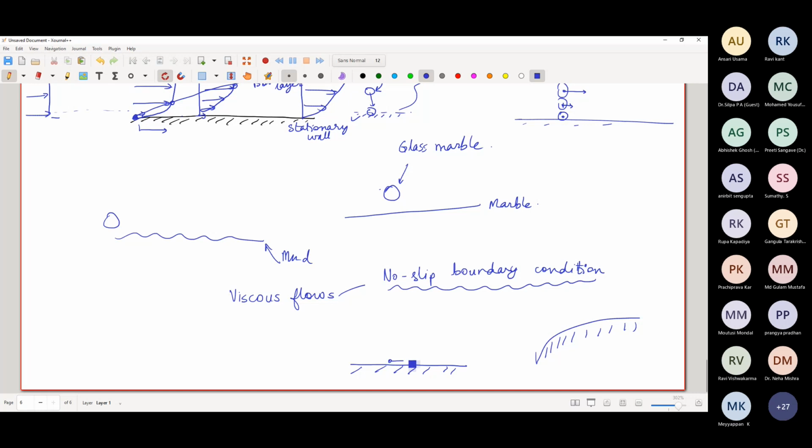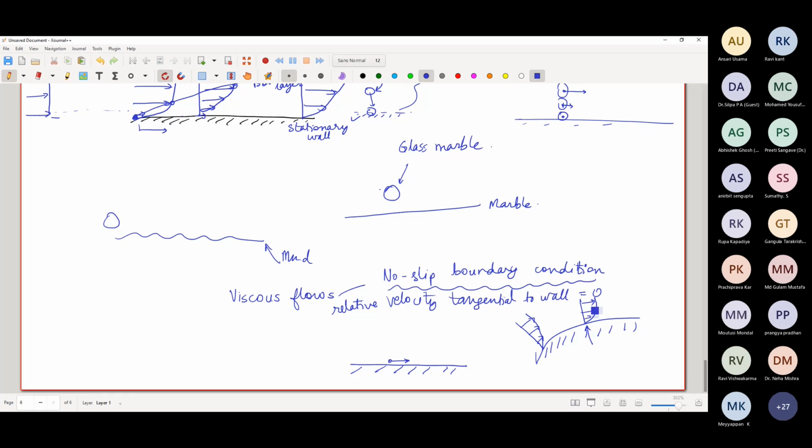The velocity tangential to the wall, or rather the relative velocity tangential to the wall, will be equal to what? Zero. Okay. The velocity relative to the wall will be zero.